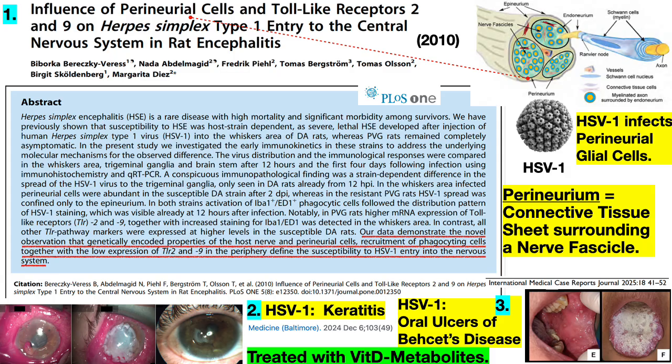Our data demonstrate the novel observation that genetically encoded properties of the host nerve and perineurial cells, recruitment of phagocyting cells, these are white blood cells like macrophages, together with the low expression of TLR2 and TLR9, these are toll-like receptors, in the periphery define the susceptibility to HSV1 entry into the nervous system.